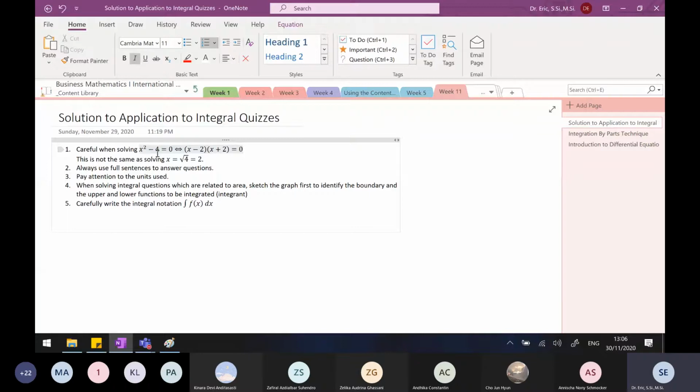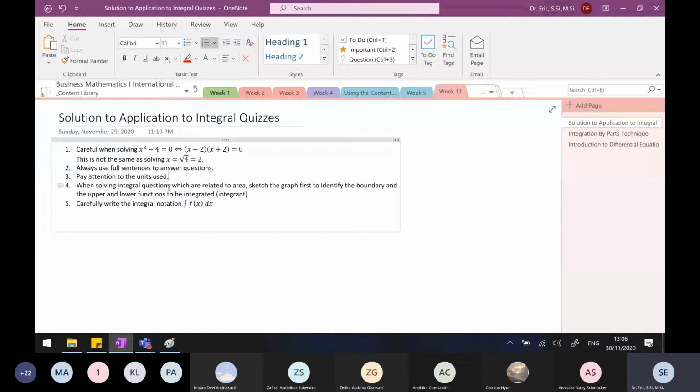But this is not the same as solving x equals square root of 4. X equals square root of 4 is only 2. So be very careful. And always use full sentences to answer questions. Number 3, pay attention to the units used.